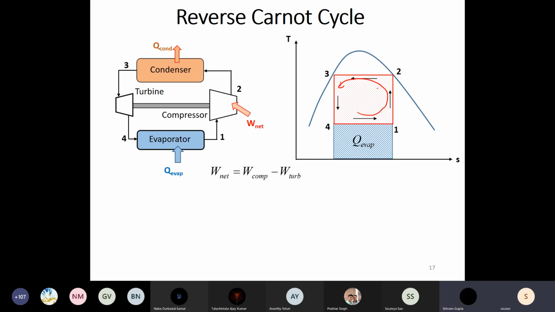Let's look at the components that will be there. 1 to 2. What is the process in a Carnot cycle 1 to 2? What is this process? Isentropic what? Expansion. 1 to 2 is expansion. Always think of the pressures over here and the pressure over here.